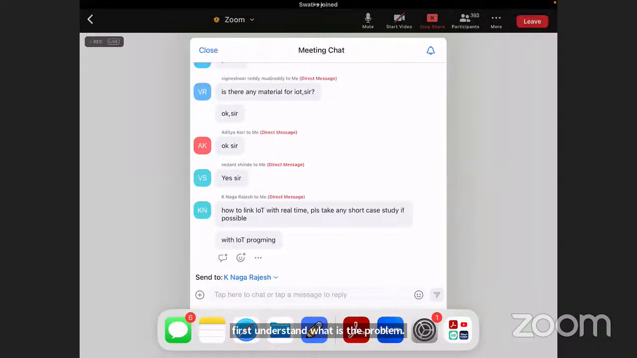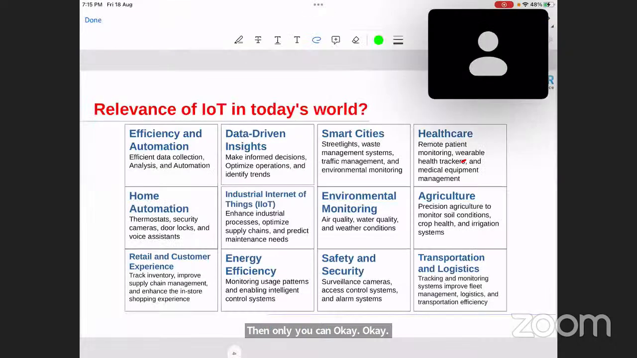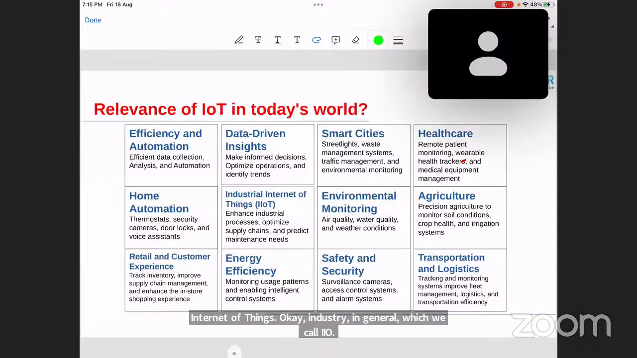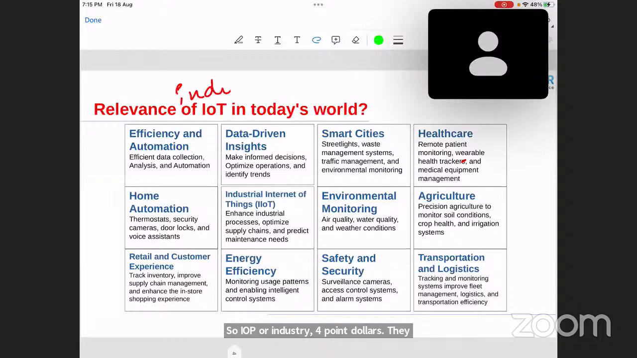Okay. So let's look into IoT, Internet of Things. Industry Internet of Things, which we call IIoT. So IIoT, or Industry 4.0 also. They also call it Industry 4.0.